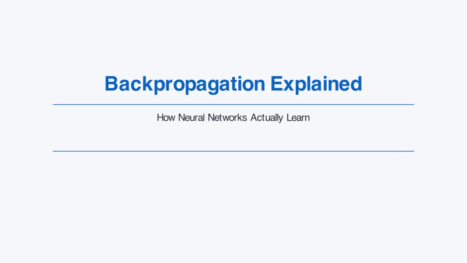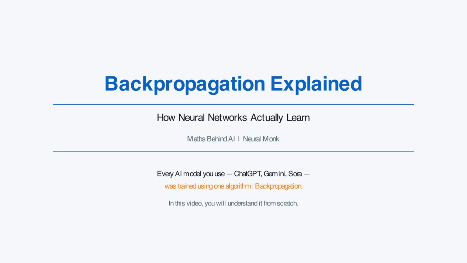Every AI model you use today, ChatGPT, Gemini, Sora, DALL-E, was trained using one single algorithm, backpropagation. It is the engine behind all of modern AI. And in this video, you are going to understand it completely, from the very first principles, all the way to how PyTorch uses it to train billion parameter models. By the end of this video, you will never look at a neural network the same way again.